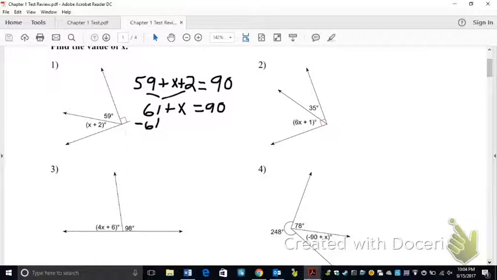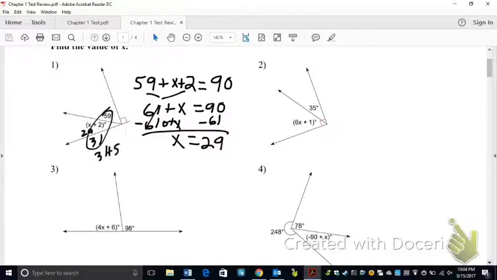We use the subtraction property of equality and subtract 61 from both sides. 61 minus 61 is 0, 0 plus x is x, and 90 minus 61 equals 29. We can stop there if we feel confident, or we can plug 29 in. That gives us 31, and 31 plus 59 equals 90. Check. 90 plus 90 equals 180. So we know that x equals 29, and we're good to move on to the next problem.